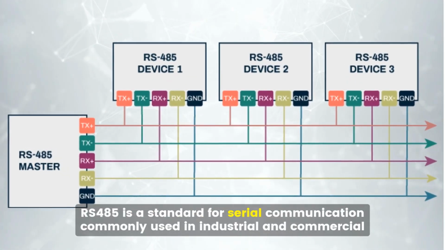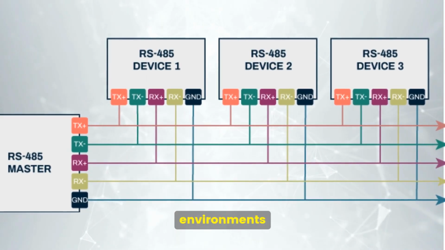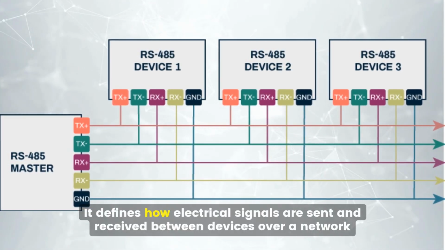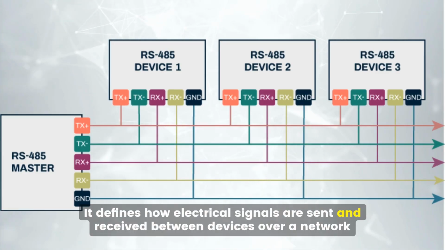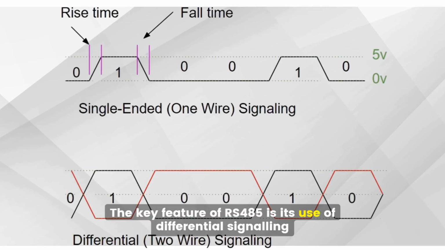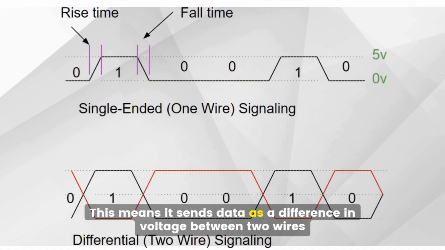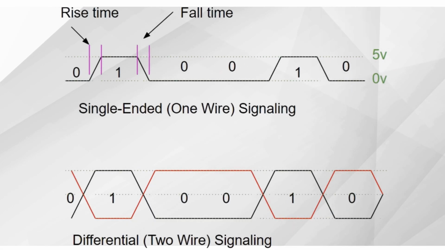RS485 is a standard for serial communication commonly used in industrial and commercial environments. It defines how electrical signals are sent and received between devices over a network. The key feature of RS485 is its use of differential signaling. This means it sends data as a difference in voltage between two wires, usually called A and B.